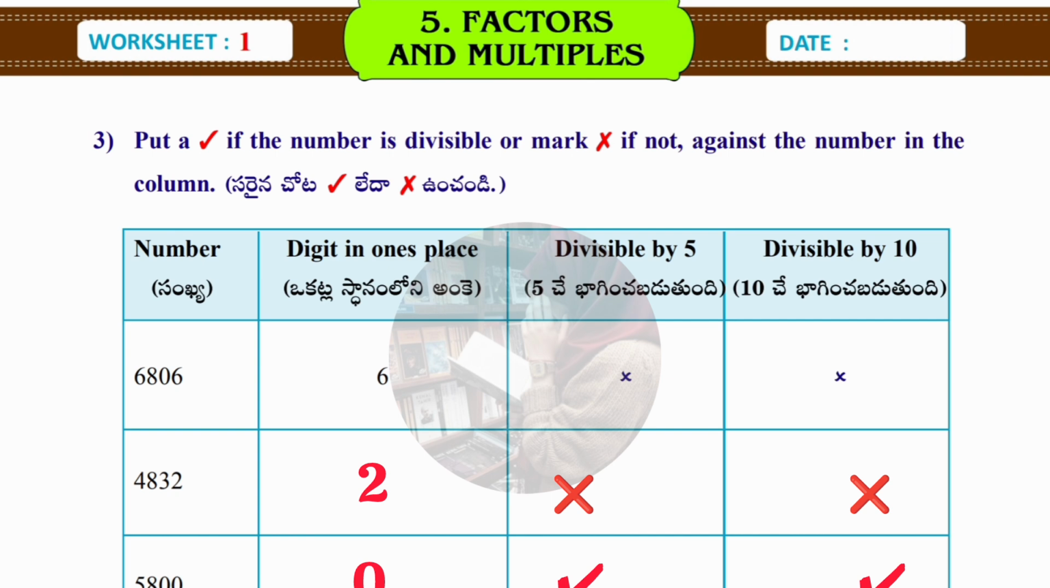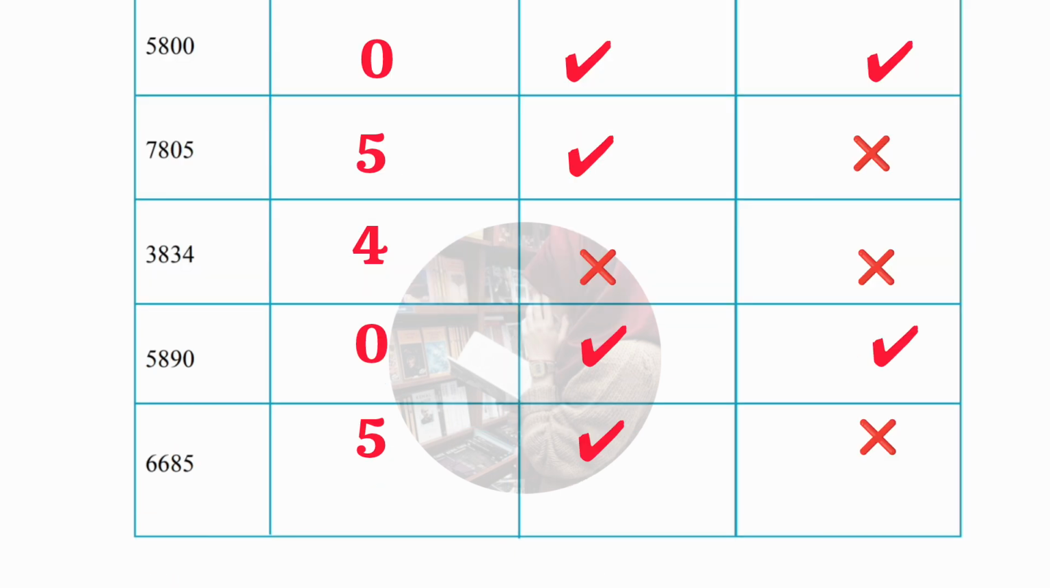Next number, 5800. Here in the ones place we have 0. So this number is definitely divisible by 5 and 10, as we have 0 in the last digit. Next number is 7805. Here 5 is in the ones place. It is definitely divisible by 5, as we have 5 as the last digit, whereas it is not divisible by 10 because we don't have 0 in the last digit. That's why put a cross mark.